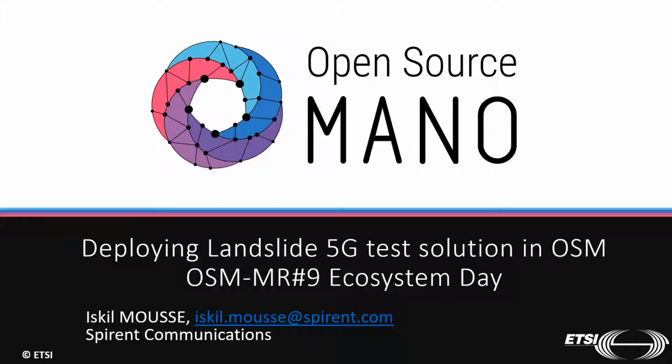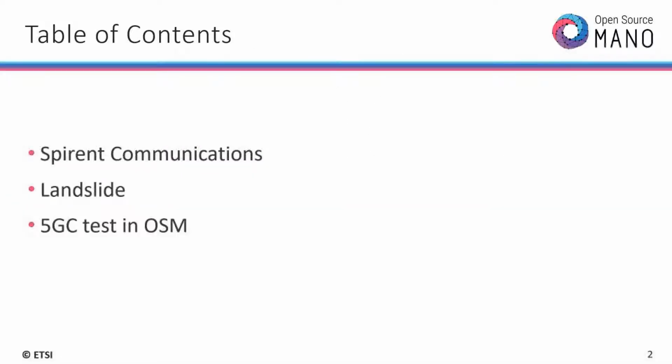So the agenda that we are going to follow for this presentation is the following. First, we will briefly introduce Spirent Communications for those who might not yet know Spirent Communications. Then I will talk about Landslide, which is a 5G test solution that Gustin from Ulak was referring to earlier during the first presentation.